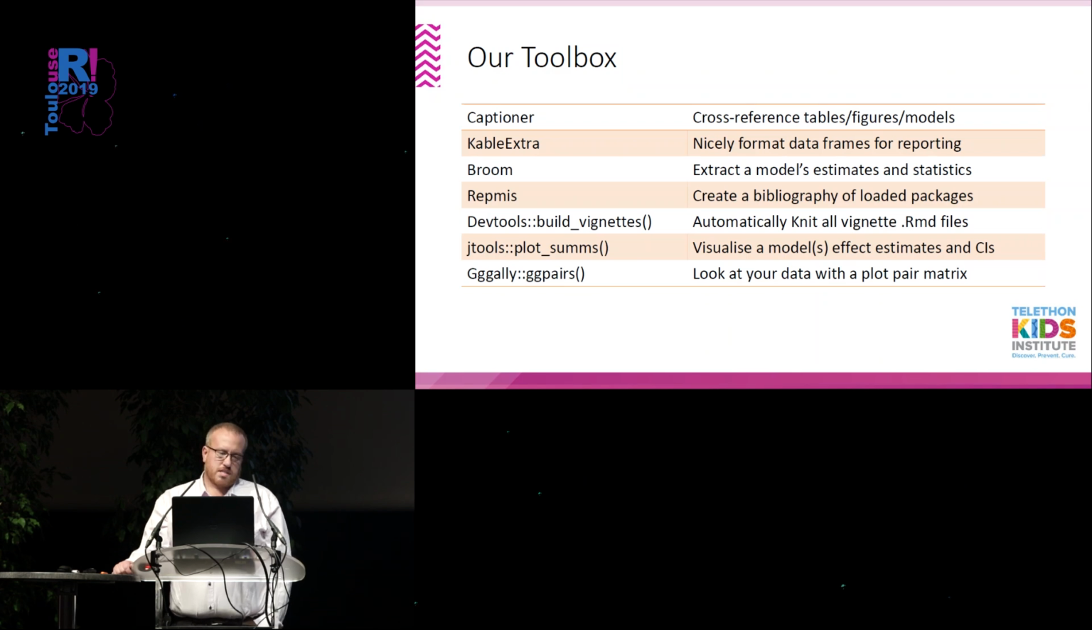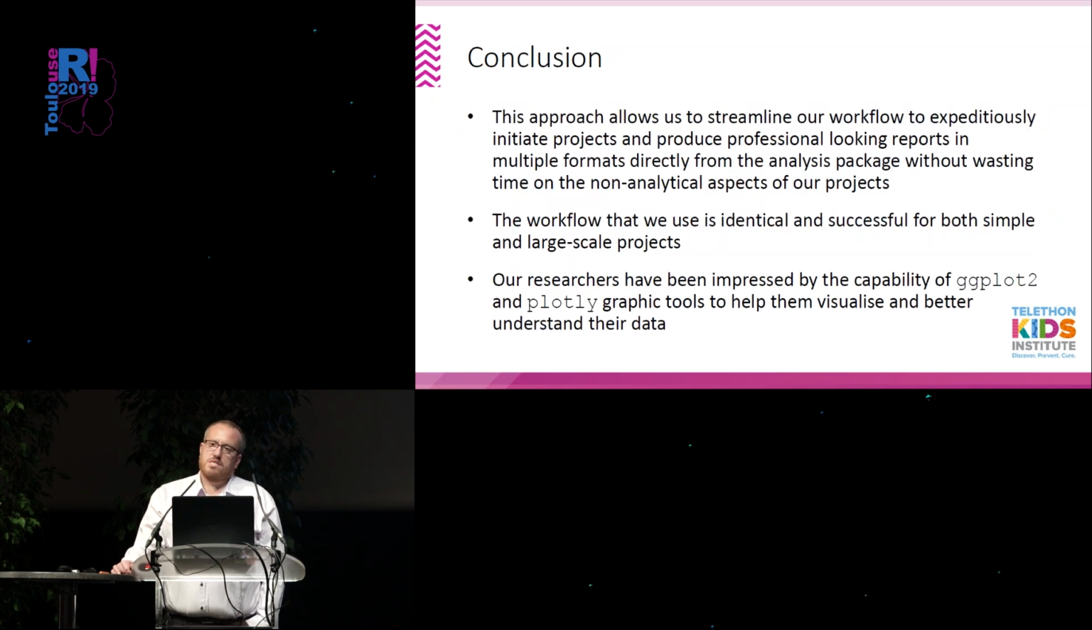So we use a number of packages in our toolbox that help us focus on doing the actual analysis and not thinking about how we can do these other little things for our reporting. So we use captioner to cross-reference, kableExtra for all our tables, tidy in the broom package to make our model estimates look nicer, repmis to make a bibliography of the packages that we use in the analysis, plotSums, which is a great visualization tool for comparing various models and the estimates of the models, and ggpairs for doing plot matrix that helps us with our initial scoping of the data.